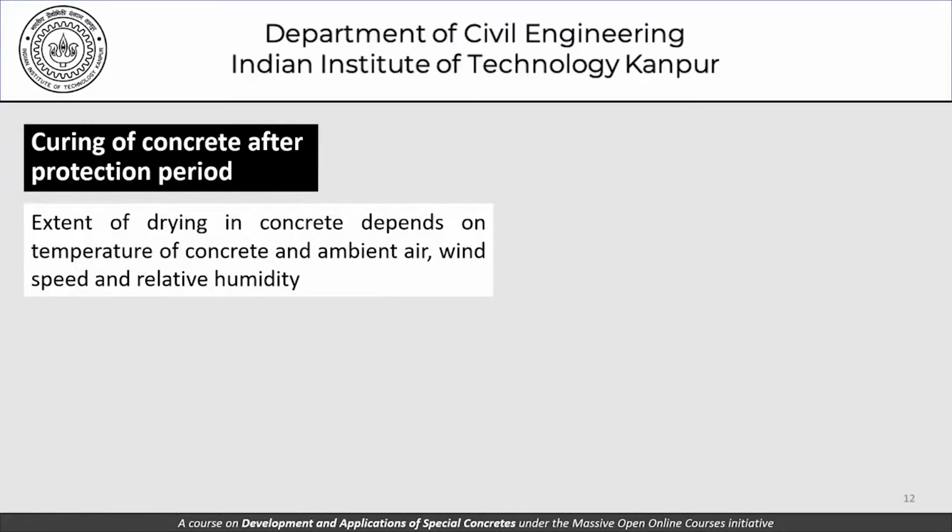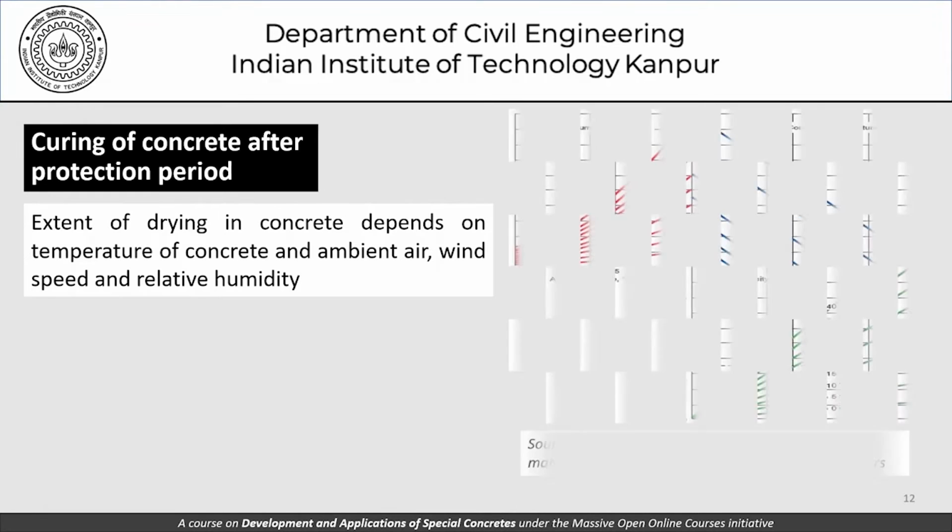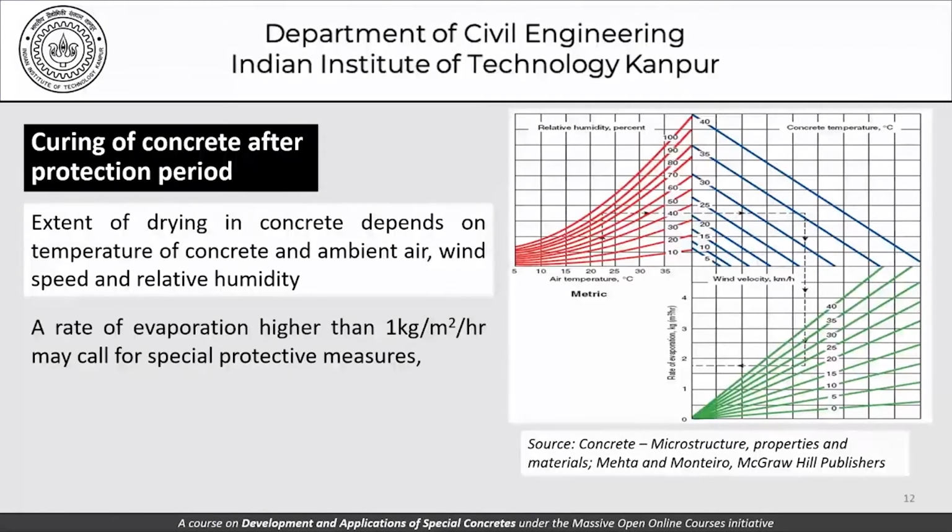As far as curing of concrete after the protection period is concerned, that's something which we have seen in the last class. The extent of drying in concrete, which is basically the loss of water through the surface of concrete measured in kgs per square meter per hour, depends on the temperature of concrete, the ambient air, the wind speed and relative humidity. So we had seen this graph, and we had also seen that a rate of evaporation higher than 1 kg per square meter per hour may call for special protective measures.